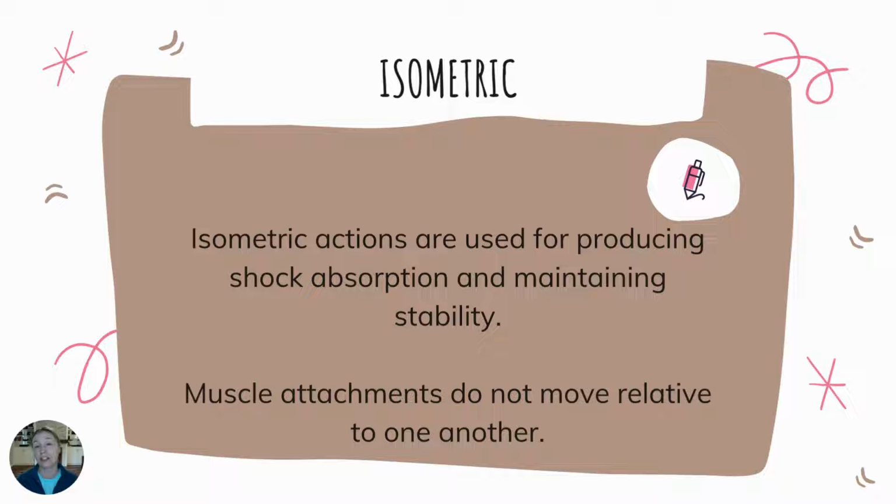And finally, the other type of muscle action is isometric. Isometric actions are used to help sort of shock absorb or maintain stability. We know that the muscle attachments do not move in an isometric contraction. So it is putting tension under hold. So that load or that resistance that's put on the muscle is being held. There is a bit of a contraction, but we're not changing the relationship between the two ends of the muscle.